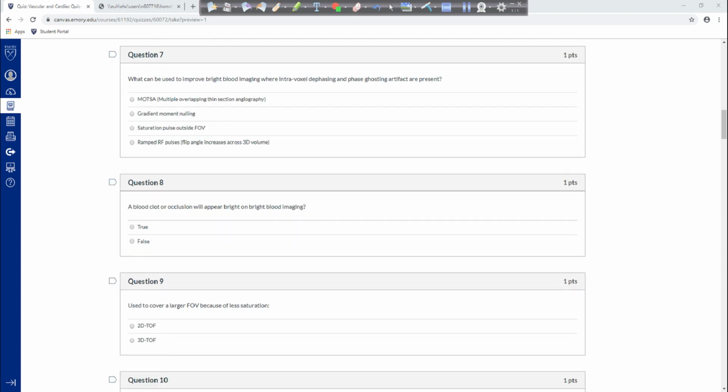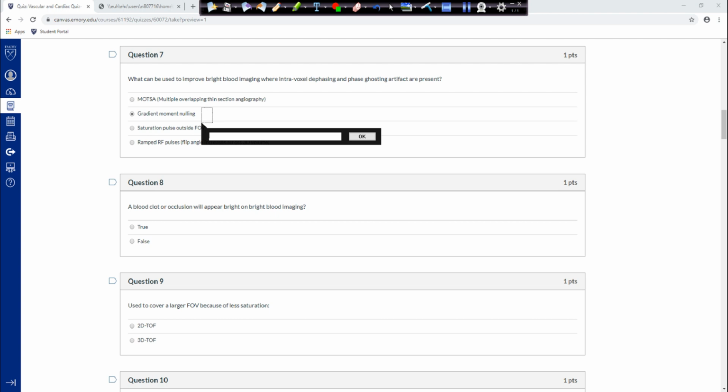Number 7, what can be used to improve bright blood imaging where intravoxel dephasing and phase ghosting artifact are present? Gradient moment nulling. And this is also referred to as what? So gradient moment nulling is usually on our Siemens scanner. So you'll see a GMN on our Siemens. But what do we see on our GE scanner?